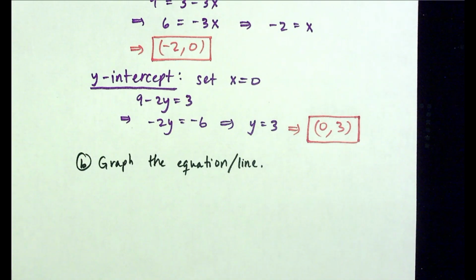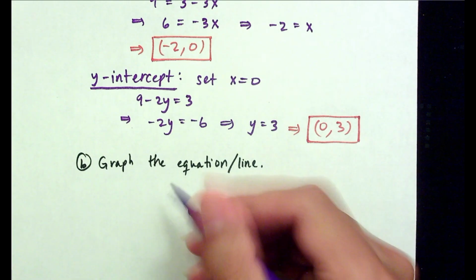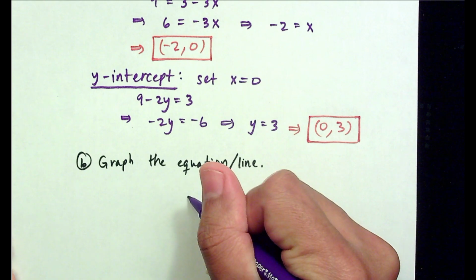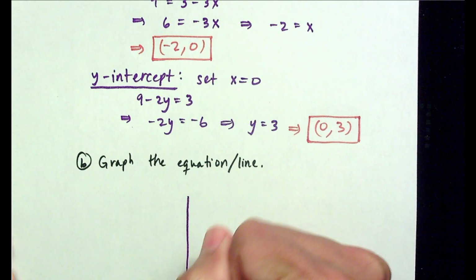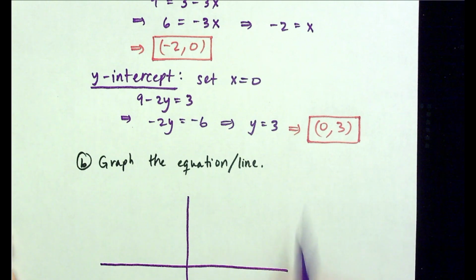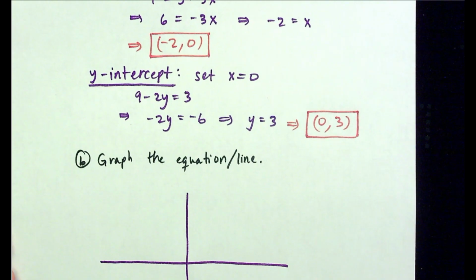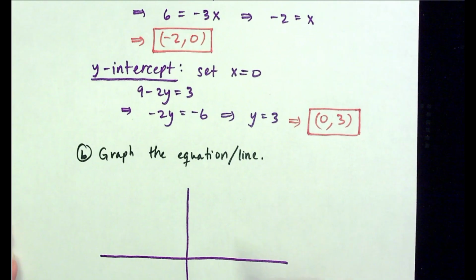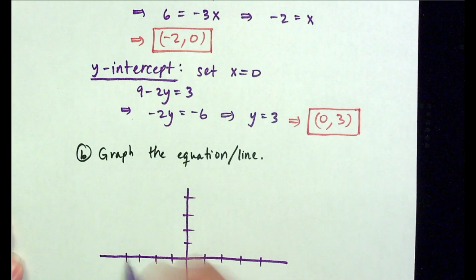Okay, let's draw our axis here. We just want to plot these 2 points and connect them, and that's it. That would be the graph for a line. So 1, 2, 3, 4, and the same on each side of the axes.